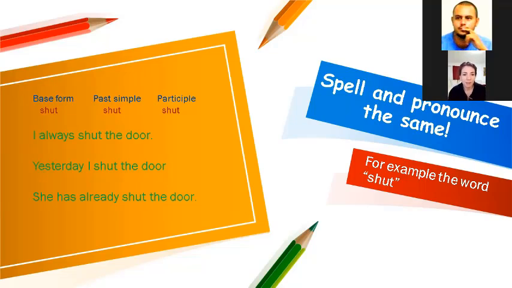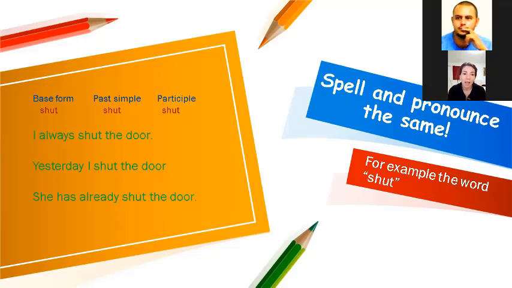Now we have another example using the past simple form. Yesterday, I shut the door. You can notice that I'm using the same word, spelled the same and sounds the same, but it doesn't mean the same, because now I'm talking about something that passed yesterday. So yesterday I shut the door.